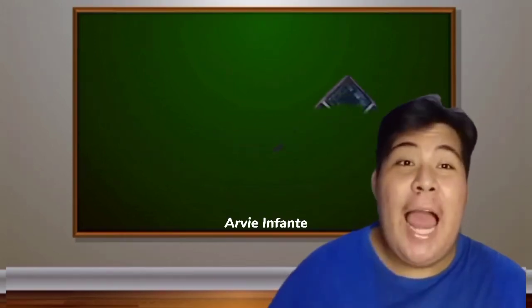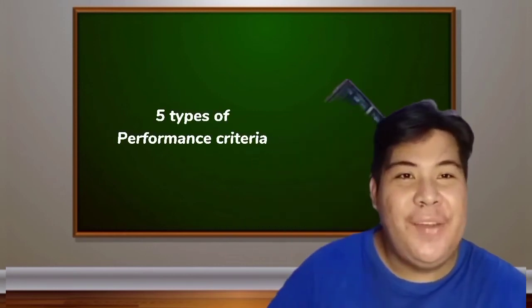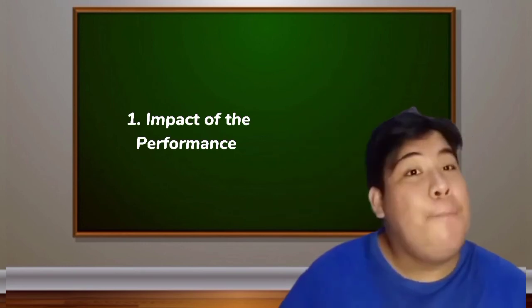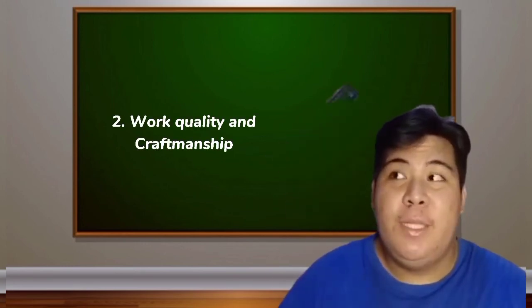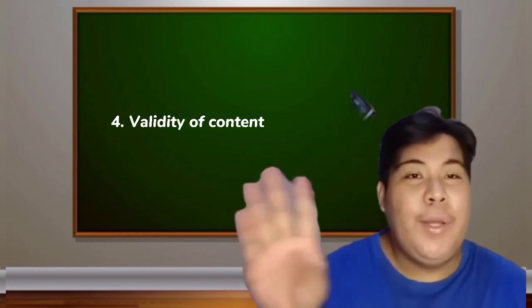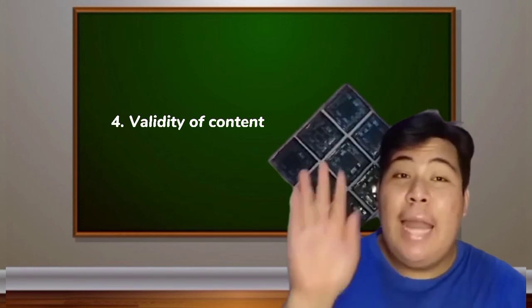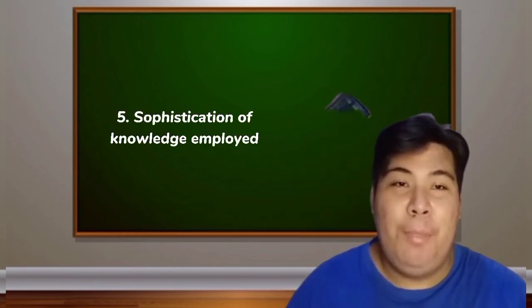For today, I will be going to discuss to you the 5 types of performance criteria. First is the impact of the performance. Second, work quality and craftsmanship. Third is the adequacy of method and behavior. Fourth is the validity of content. And last, number 5 is sophistication of knowledge employed.